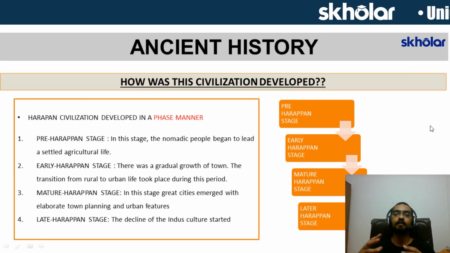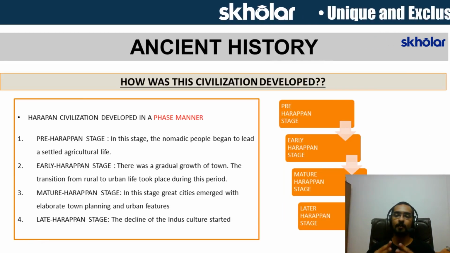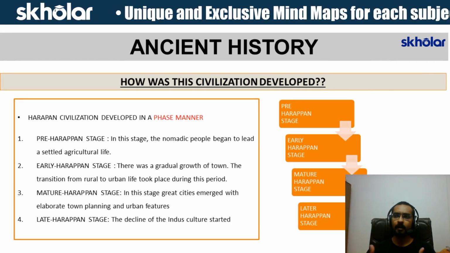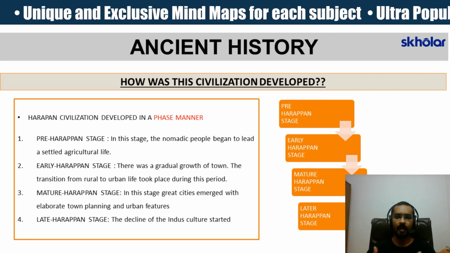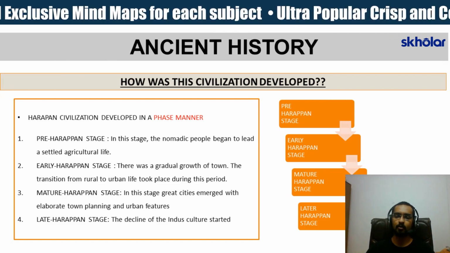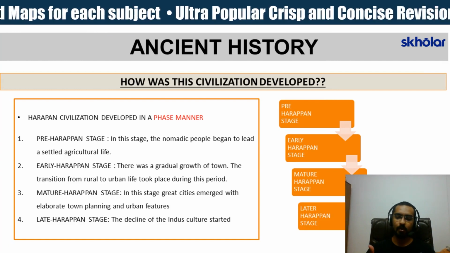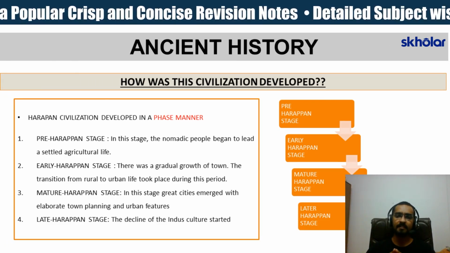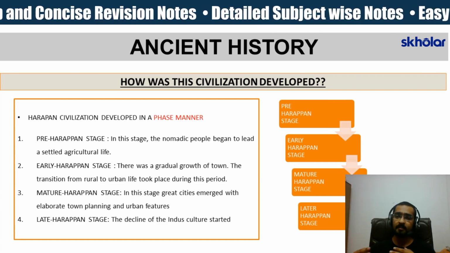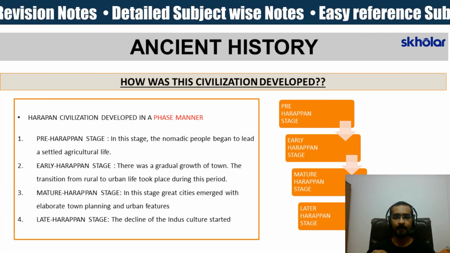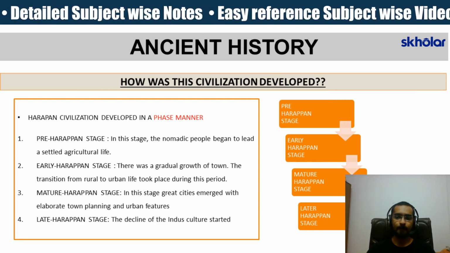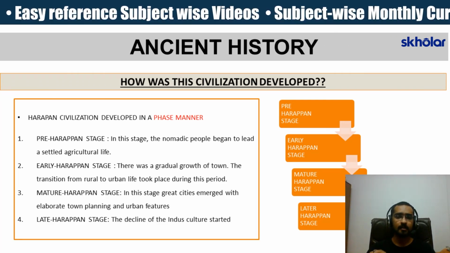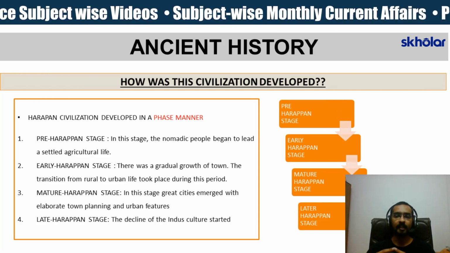Now, how did this civilization develop into such a big civilization, which was the biggest among the contemporaries? This did not happen in a phase of one, two or three decades, as we have learned from its period of mature phase. How this civilization grew to be so big, we'll learn in this slide. The Harappan civilization developed in a phased manner. To be precise, there were four phases: the pre-Harappan stage, early Harappan stage, mature Harappan stage, and the later Harappan stage. Pre-Harappan stage. In this stage, nomadic people began to lead a settled agricultural life.